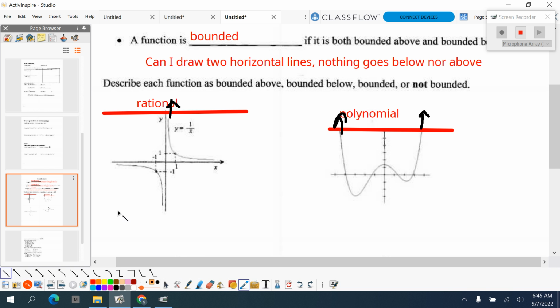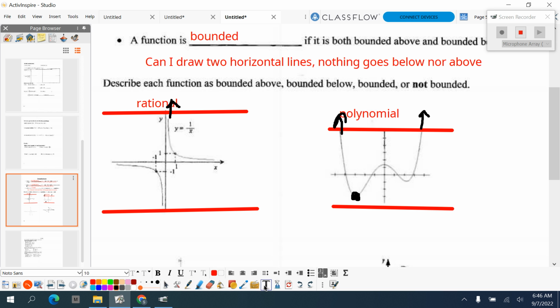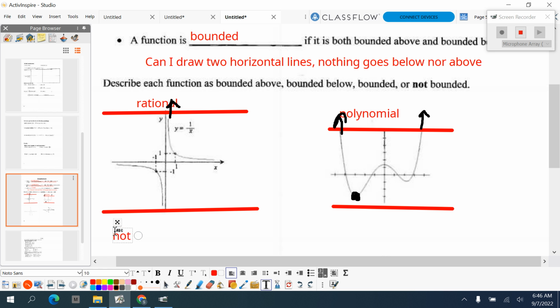Here is my line, and you can see it's very specifically bounded on the bottom portion of this polynomial at this point. It's bounded when y equals 3. So there's a minimum height here. Is there a minimum height is a good question. So when I'm answering these, I'm going to say this is not bounded. And this polynomial is bounded below.